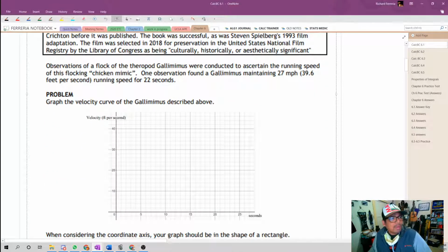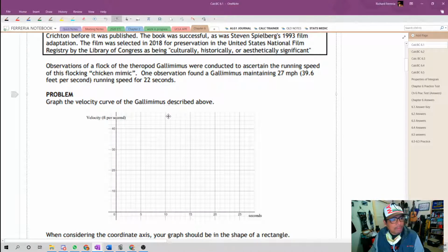So we have observations of a flock of the theropod Gallimimus conducted to ascertain the running speed of this flocking chicken mimic. One observation found a Gallimimus maintaining a 27-mile-an-hour running speed for 22 seconds, and this problem says to graph the velocity curve of the Gallimimus.